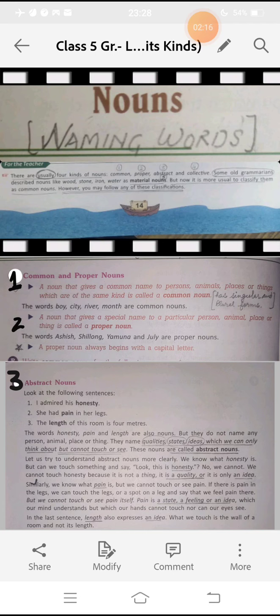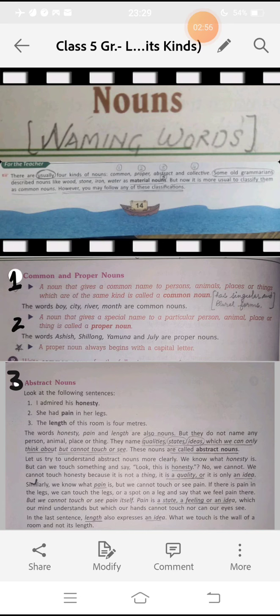Look at the examples. Ashish is a name given to the boy. Shillong is a name given to the place. Yamuna is the name of a river, and July is the name of a month. And as they are proper nouns, children, you cannot give these names, especially Shillong, Yamuna, July, to any other place, river, or a month respectively. Ashish, however, could be the name of 2 boys. Any 2 boys can have the same name, but then it's unique to them. So that is how it is called proper noun.